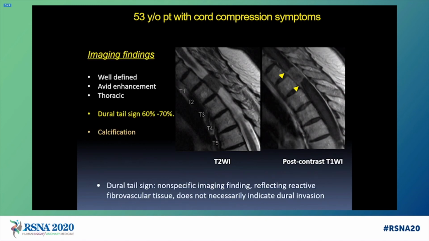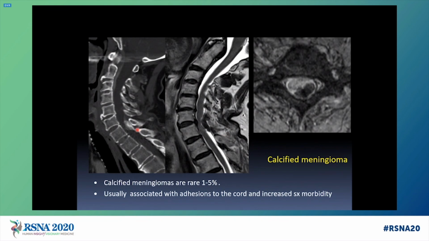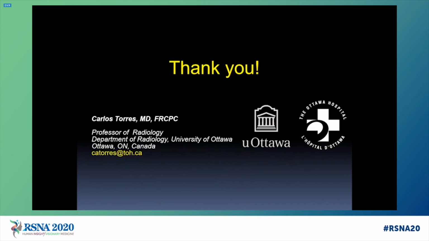So a low percentage of these lesions may calcify. Actually, less than 5% of spine meningiomas will calcify, such as in this example of a dorsal meningioma at the level of C7, causing some degree of cord compression. But that calcification is important to know, and that finding needs to be conveyed to the neurosurgeon, given these calcified meningiomas are usually associated with adhesions to the cord, and that may increase the morbidity of the surgery when the lesion is removed. So this was the last case.